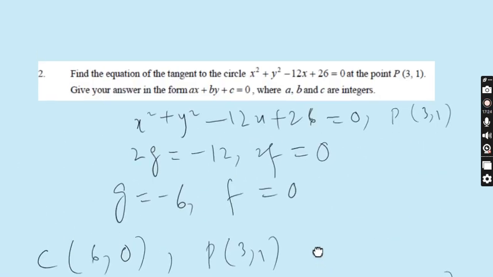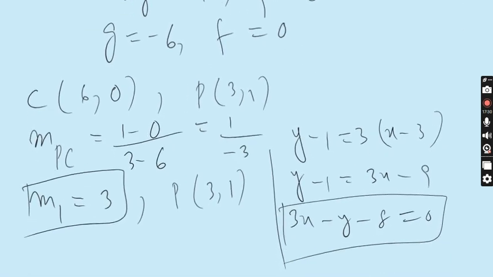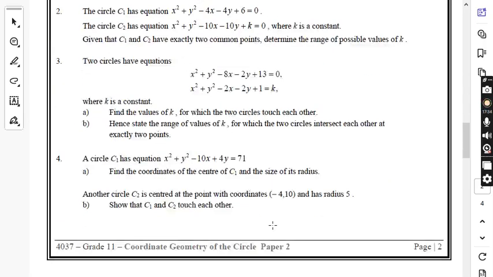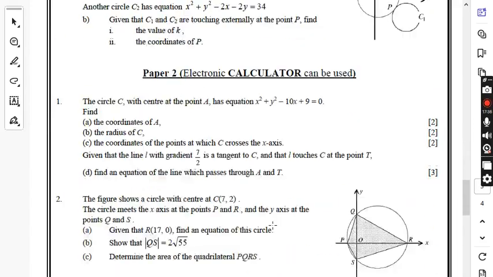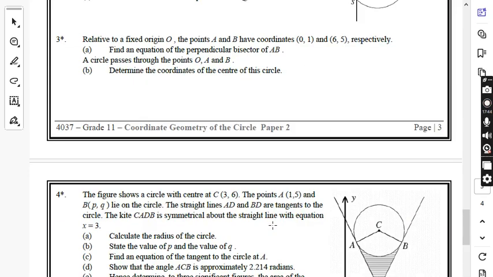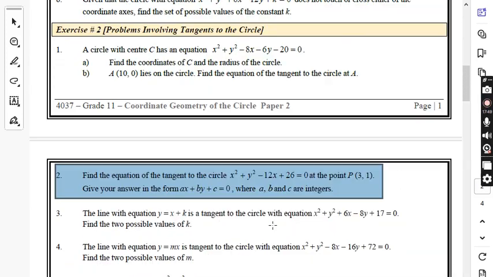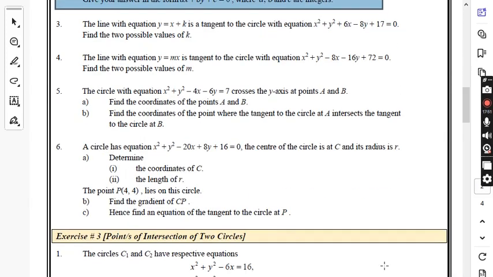So 3x minus y. The question requirement is to write the answer in ax plus by plus c form. So 3x minus y minus 8 is equal to 0. It's our answer. 100% correct. Move to question number 3.